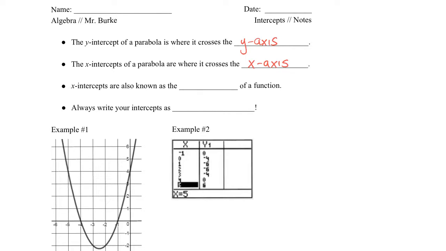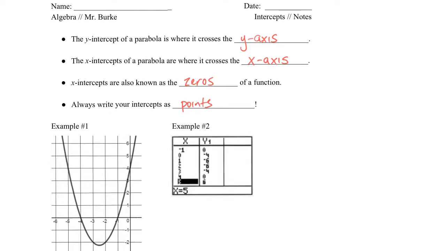The x-intercepts are also known as the zeros of the function. Okay, so that's important to know. It's the zeros. And you should always write your intercepts as points because that's what they are. They are points. So we should know that. So, okay, let's dive right into finding them.